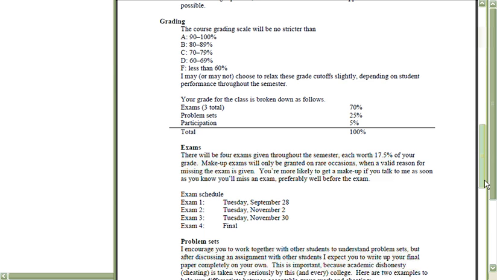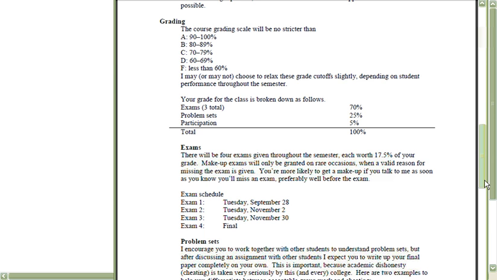Your grade for the class, so that 90, 80, 70, 60, is based 70% on exams, and there's going to be 3 of those. Oh, and I just noticed, that's 17.5%. That's right. So one of those things is wrong. It says 3 total and 70. Was there a final in there too? Oh, the final exam, 4.